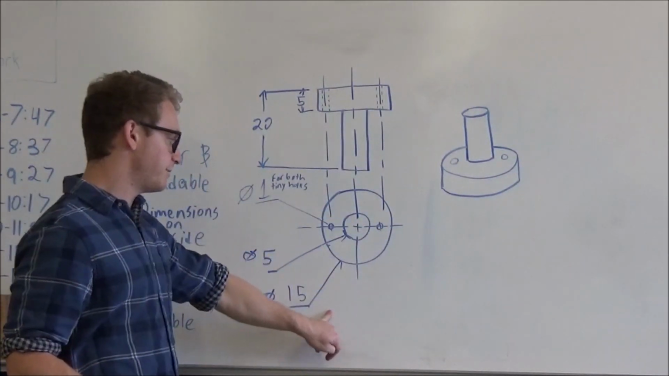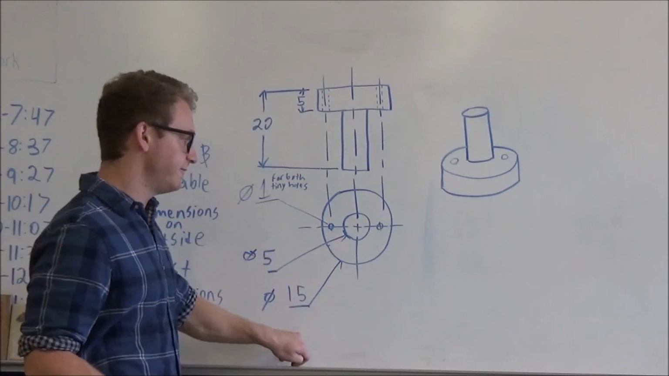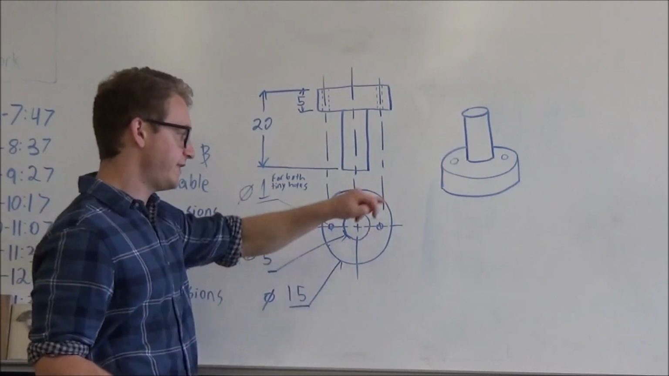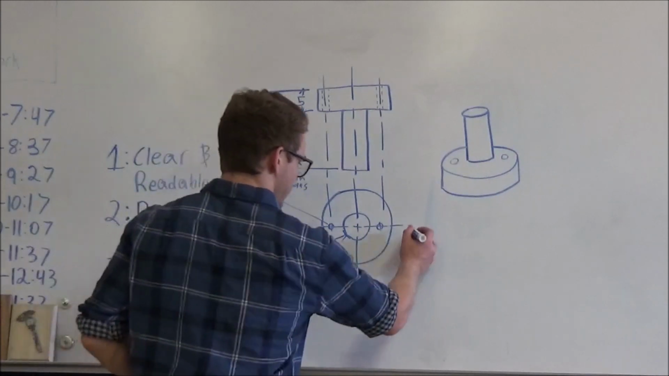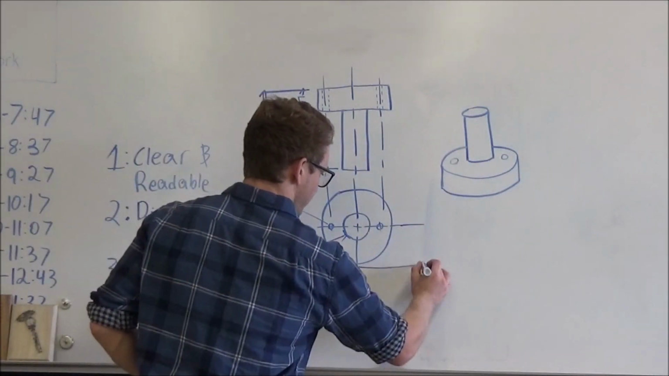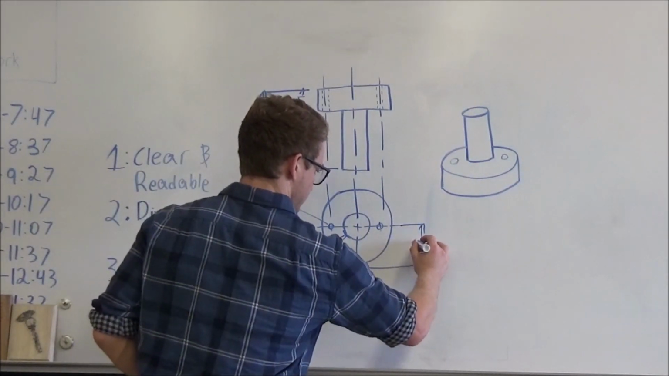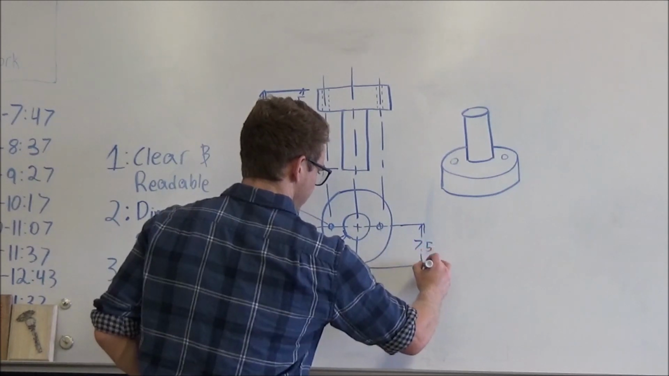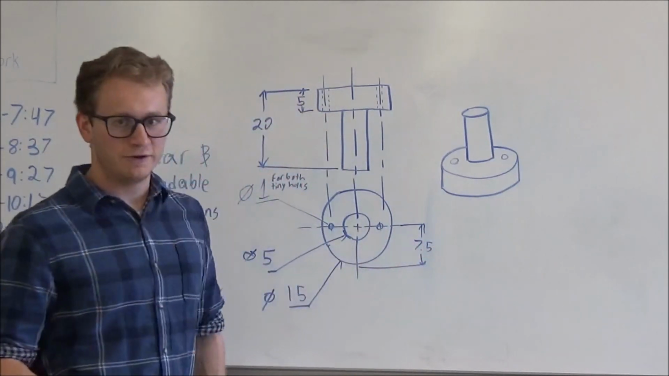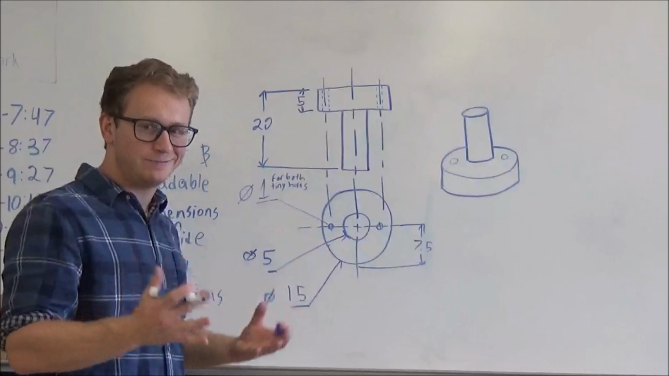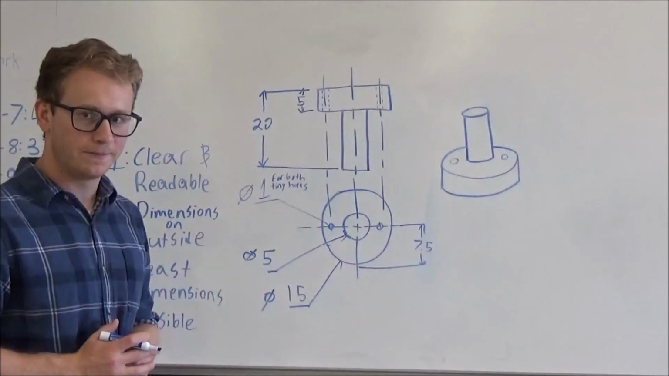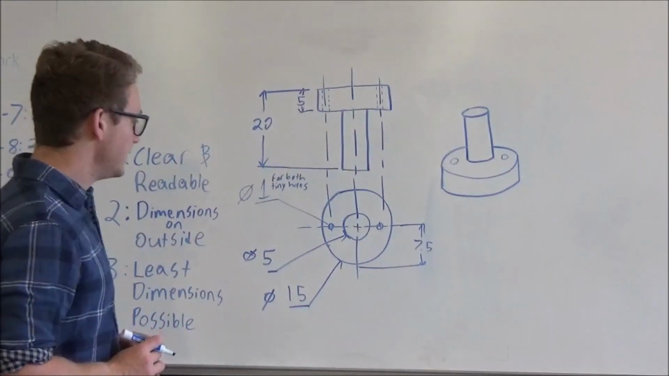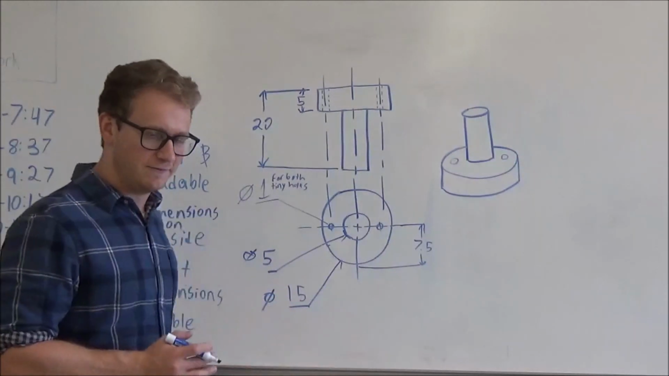To dimension this properly, I know the diameter of this guy is 15. Half of that is 7.5, so I'm going to say this is between here and here, 7.5. Is that over dimensioning? Possibly. I don't think it's going to hurt this view. I certainly wouldn't yell at you if you did that.